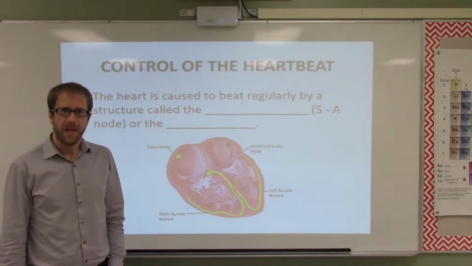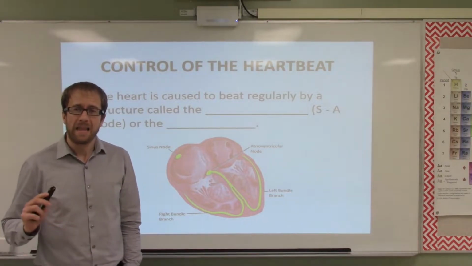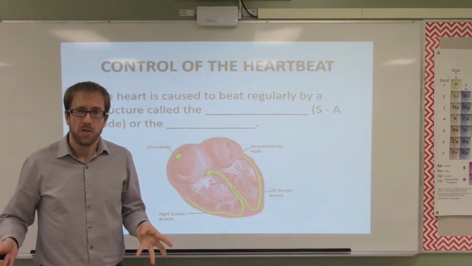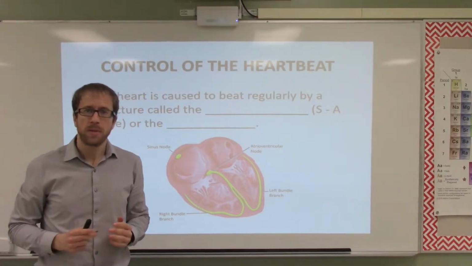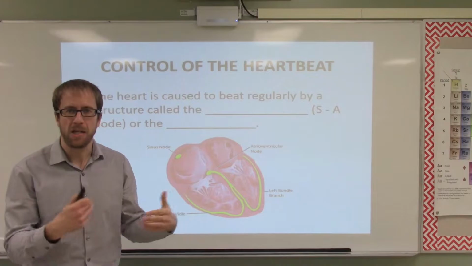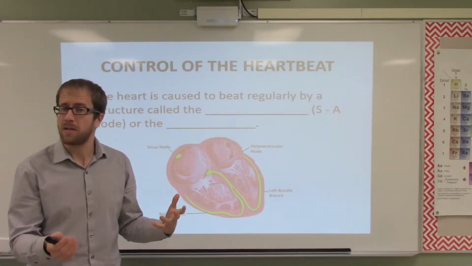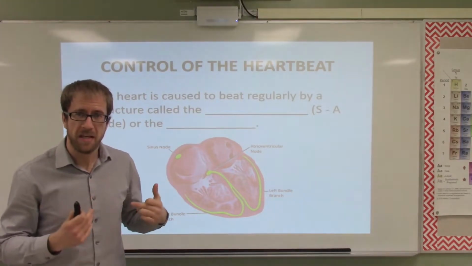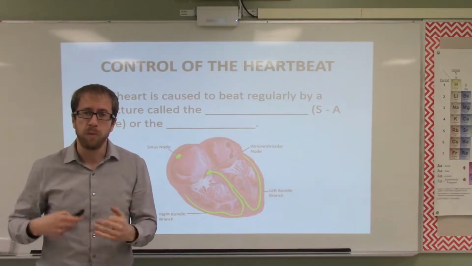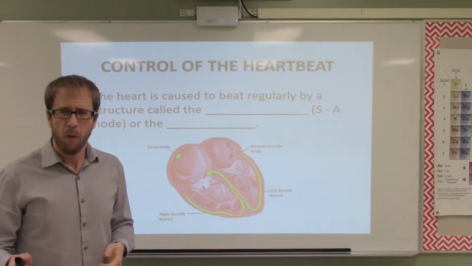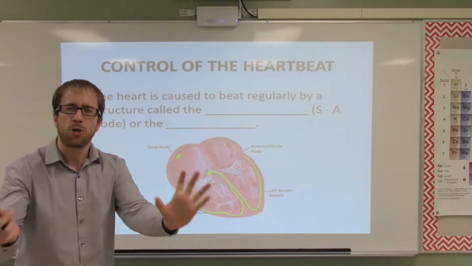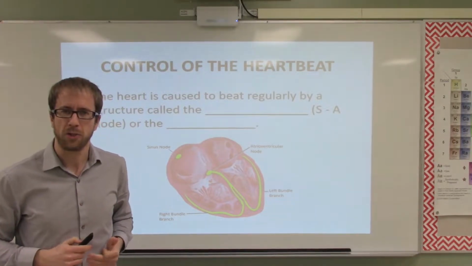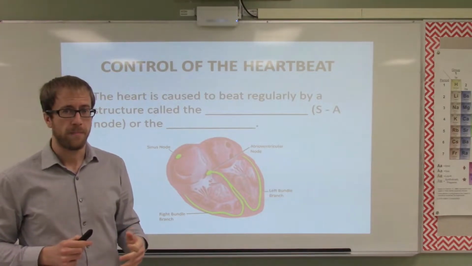Hello grade 11s. Today we're going to talk about the electrical system of the heart. So we talked last class about the actual mechanics of the heart, right? We talked about the pressure differences that occur in your heart chambers and how blood flows as a result. But what is it that actually causes that muscular contraction in the first place?